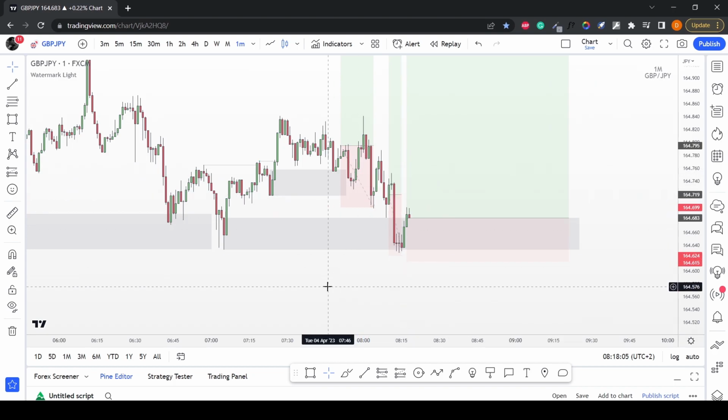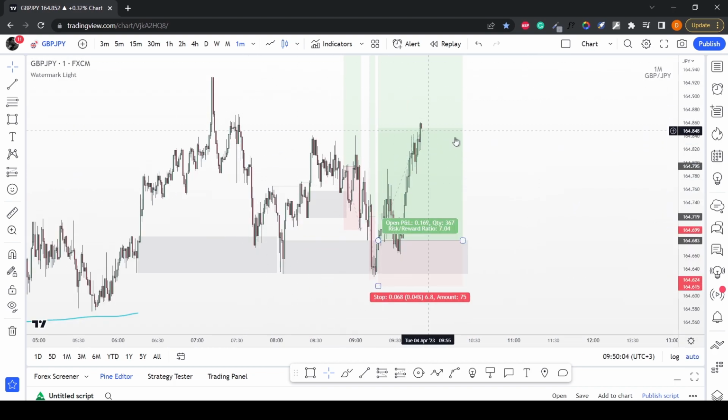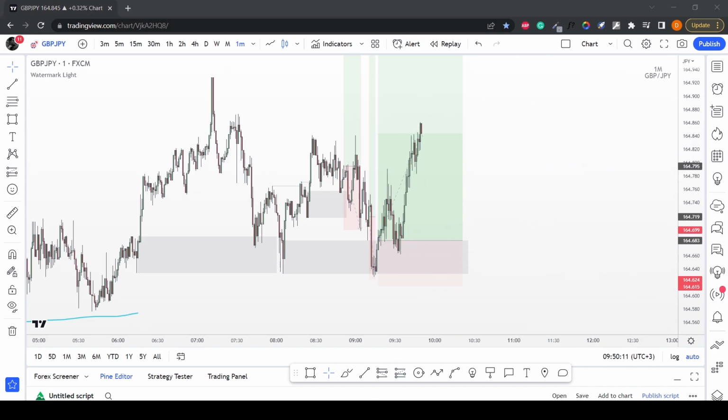Okay, we'll update later. Okay, time for another update. So just this alert went off. So for me, this is a break-even level. So moving to break-even now.